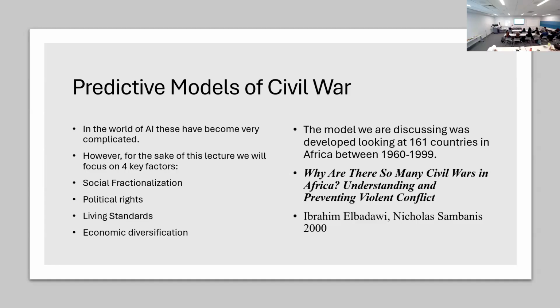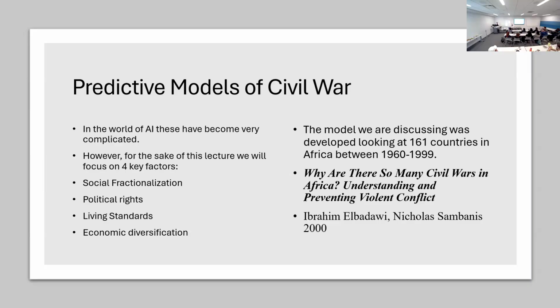Thank you, Dr. Fabrice. So we're going to talk a little bit about predictive models of civil war, because I think these help us understand what drives conflict. What is it that makes one group want to fight another group, to the point that they want to kill that other group? Why is that?